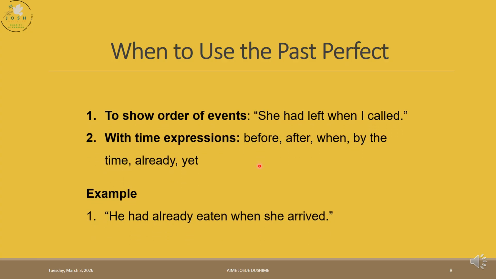We use the past perfect to show the order of events, meaning to show which one came first, which one came second. She had left when I called, means she went and I called.